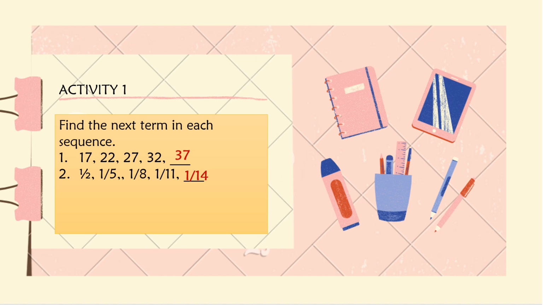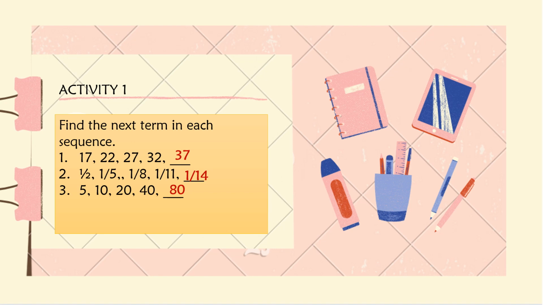As you can see, you're going to base on the denominator. In the denominator in number 2, just add 3. So 2 plus 3, 5 plus 3, 8 plus 3, 11 plus 3, 14. So the next term is 1 over 14. Next, we have 5, 10, 20, 40. What do you think is the next term? Okay, so that is 80.